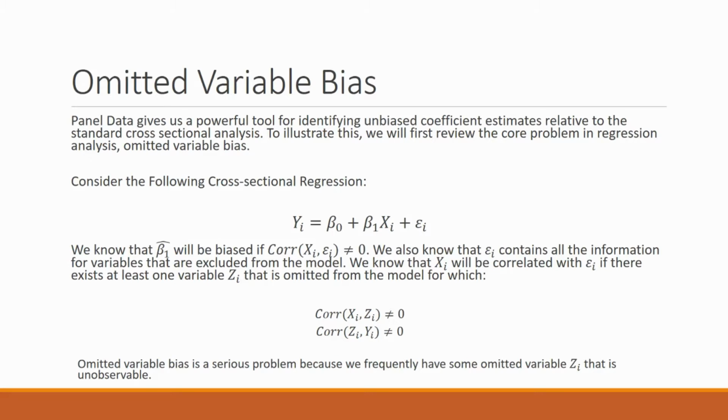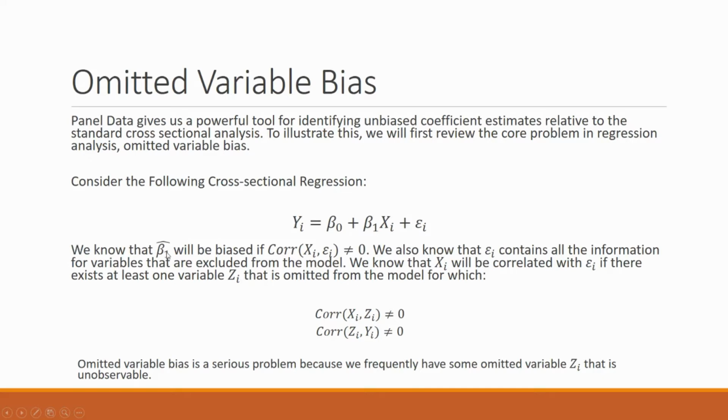Consider the following cross-sectional regression model. You can tell that it's cross-sectional because it only has an index i. That means it only varies between individuals. There's no variation across time. So we have just a simple cross-sectional regression model here. It looks very familiar, I'm sure.